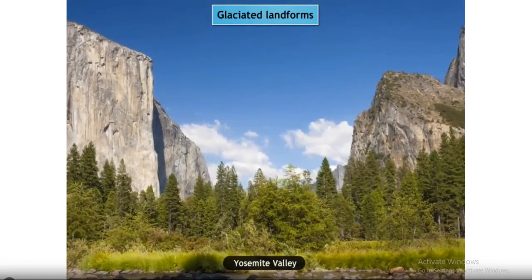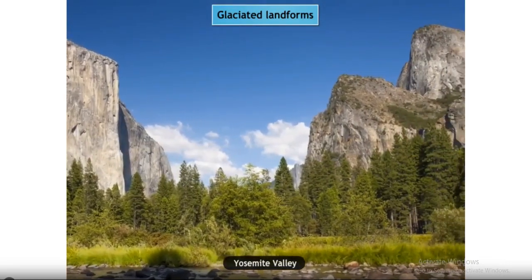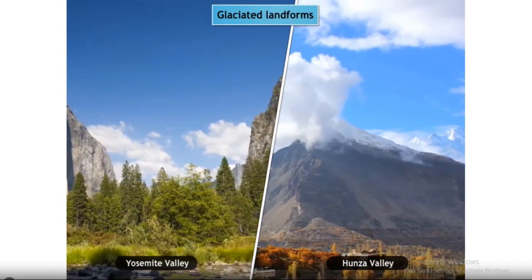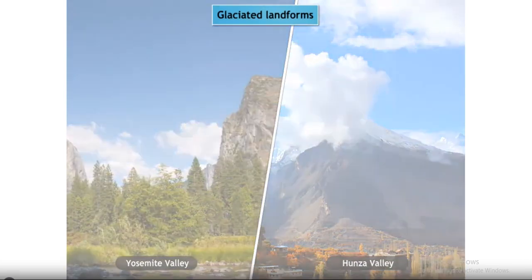The Yosemite Valley in the United States is a famous U-shaped valley. The Hunza Valley in Pakistan was also carved by a glacier.